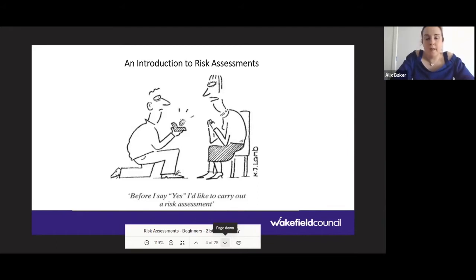So I will be covering the introduction to risk assessments, just to give some background information and insight into the relevance of risk assessments and why they can benefit and are so integral in terms of the operations in businesses.